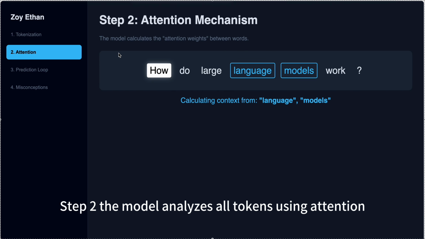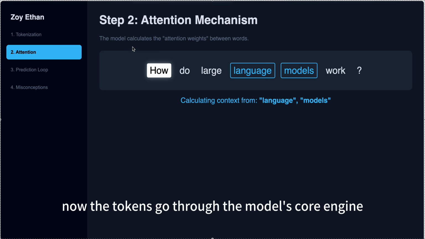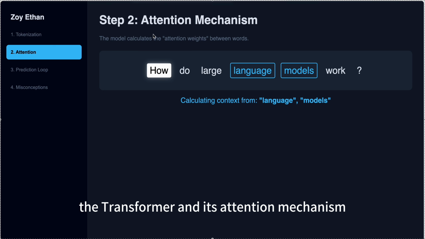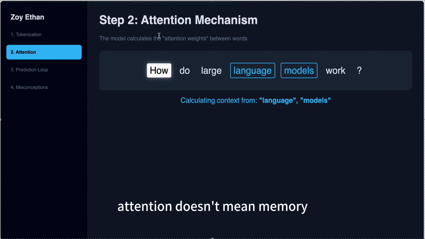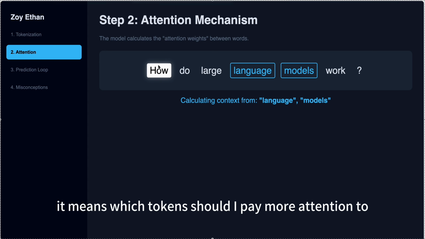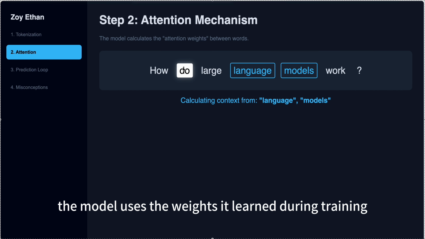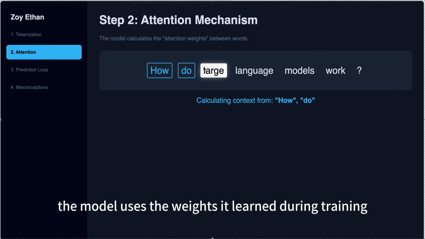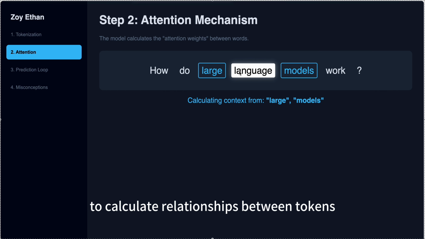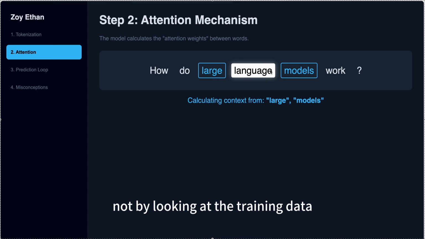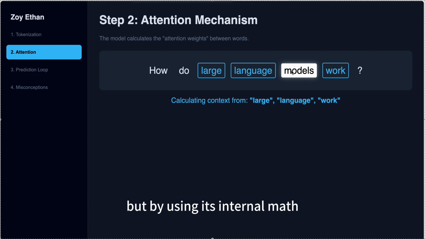Step 2. The model analyzes all tokens using attention. Now the tokens go through the model's core engine, the transformer and its attention mechanism. Attention doesn't mean memory. It means which tokens should I pay more attention to. The model uses the weights it learned during training to calculate the relationship between tokens, not by looking at the training data, but by using its internal math.